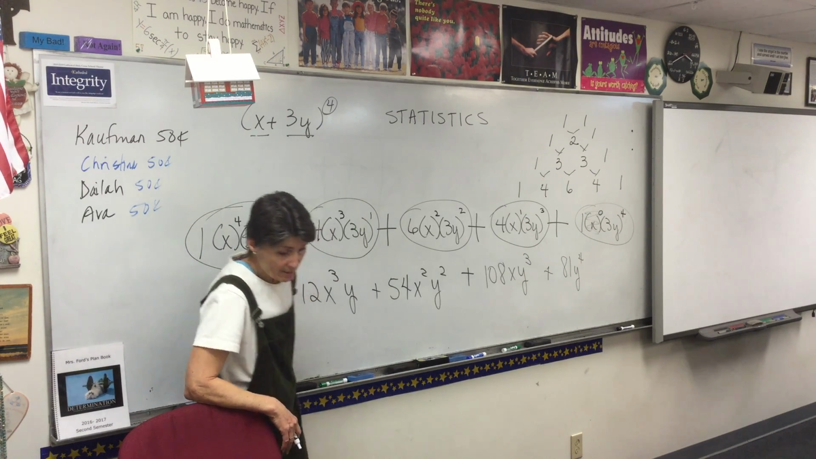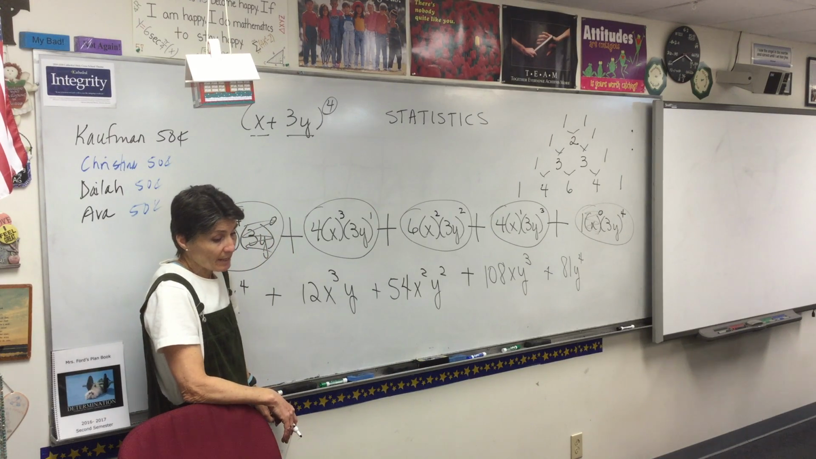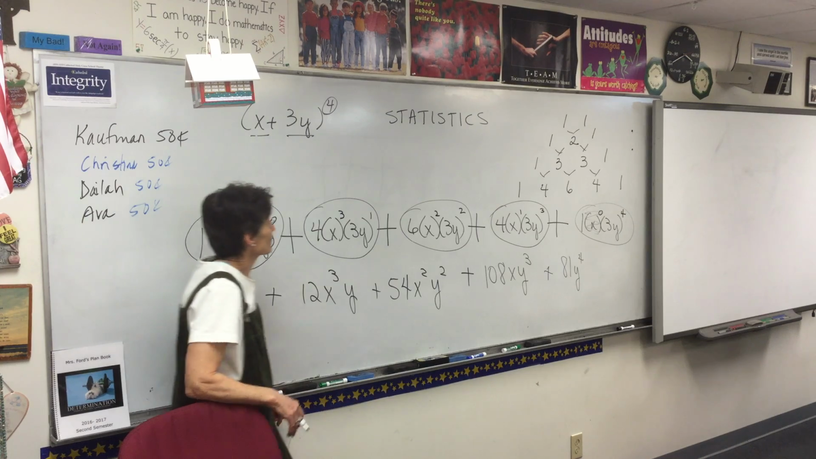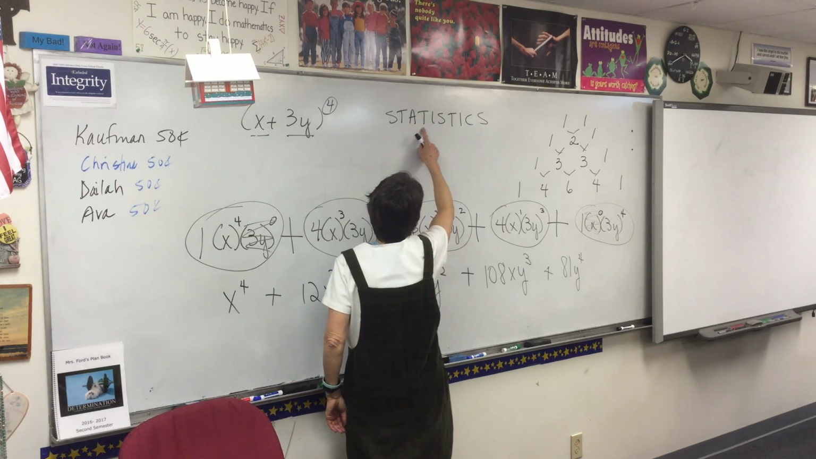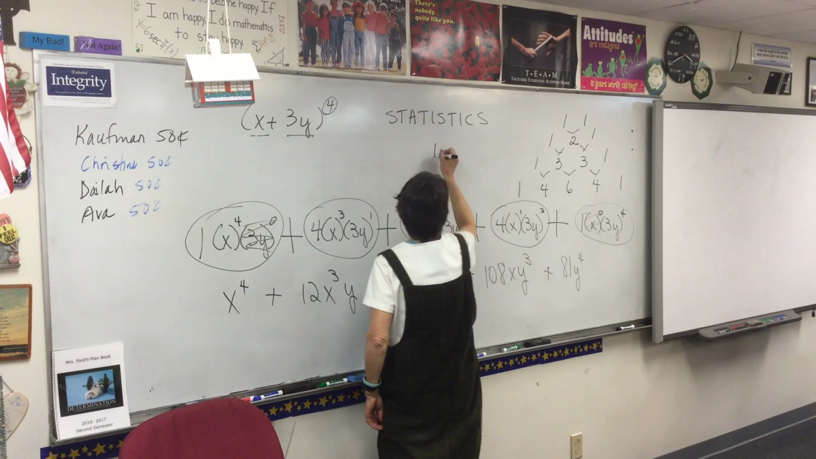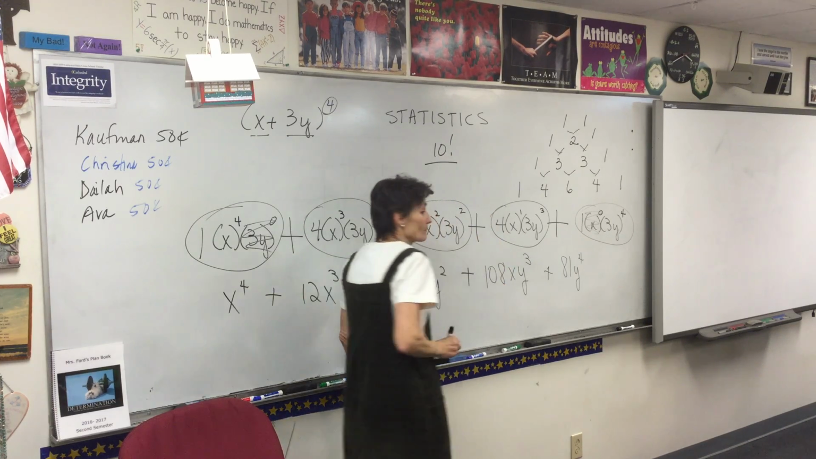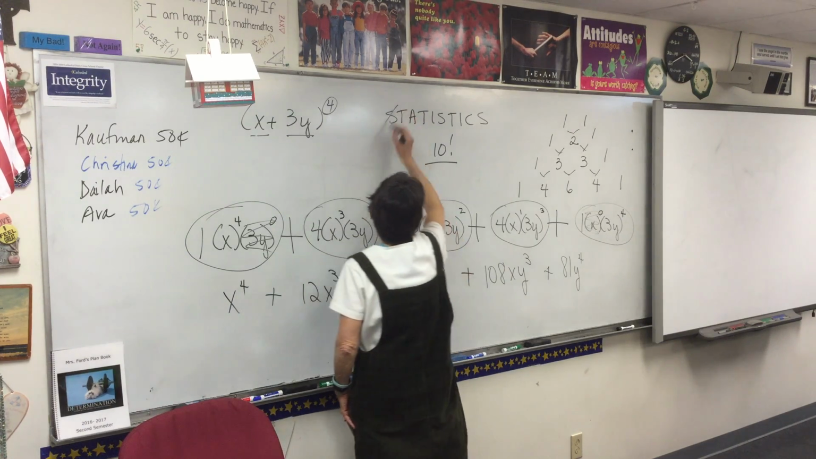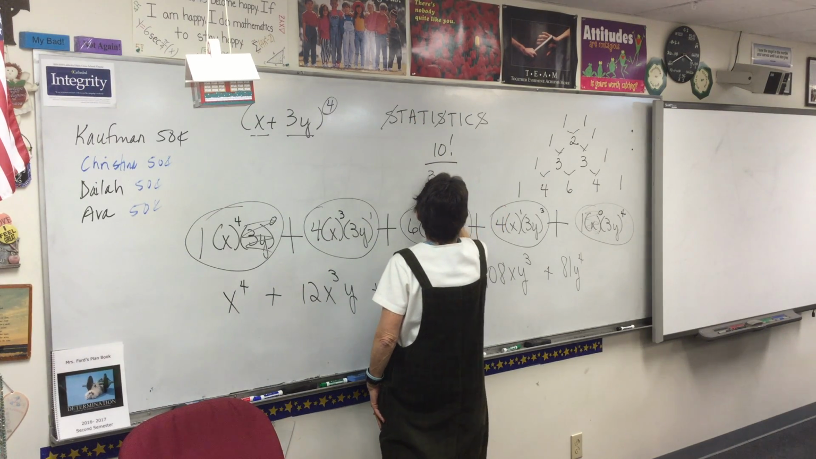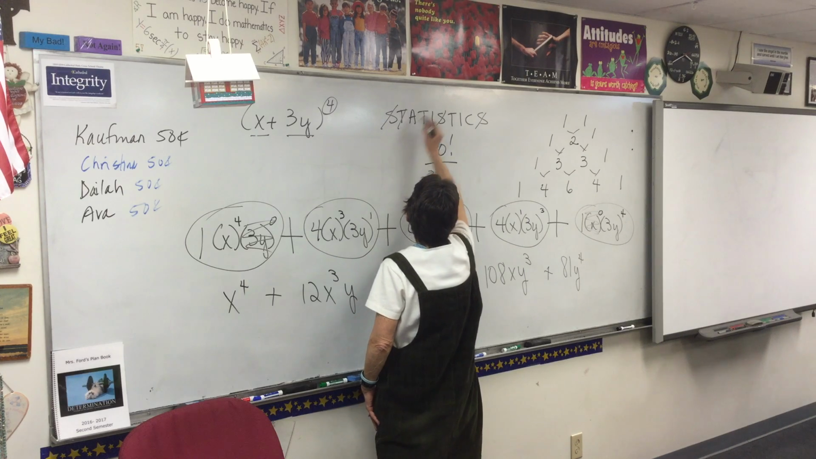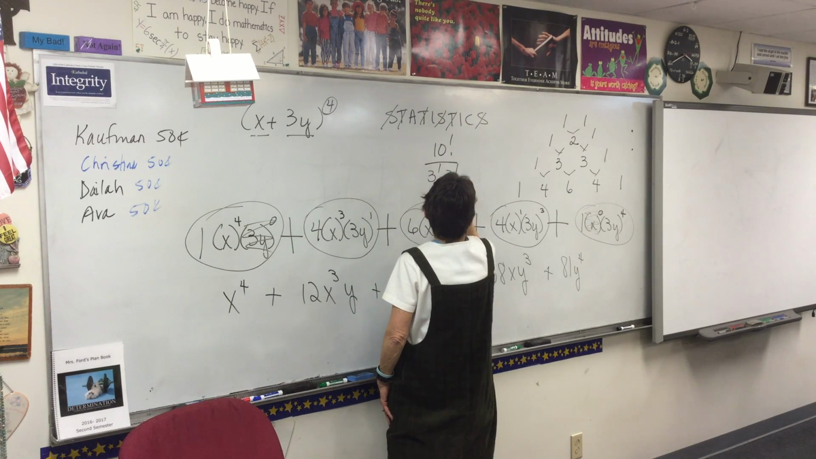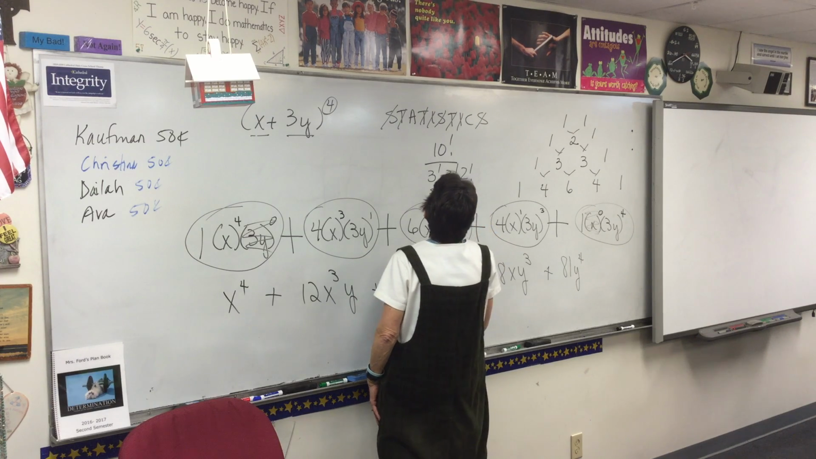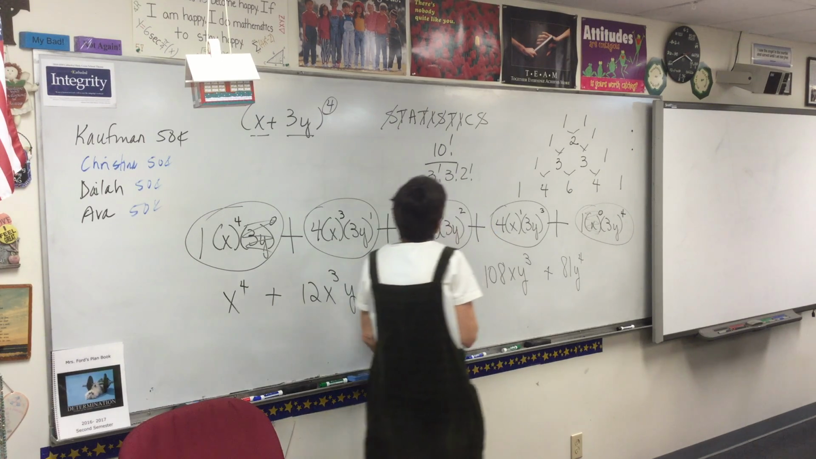Number 3, how many ways can the letters of statistics be arranged? So you have 10 factorial, there's 10 of them, divided by 3 factorial. All right, what have we got? We have 3 S's, 3 T's, and 2 T's, and 2 I's, and that's it, A and C.